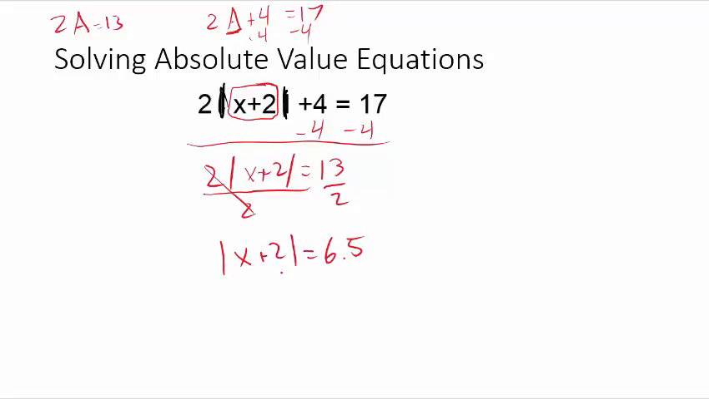Only now are you allowed to split up your absolute value. Once the absolute value is the only thing on this side, you can split it up. And again, we have two possible answers. One where x plus 2 is equal to positive 6.5, and one where x plus 2 is equal to negative 6.5.